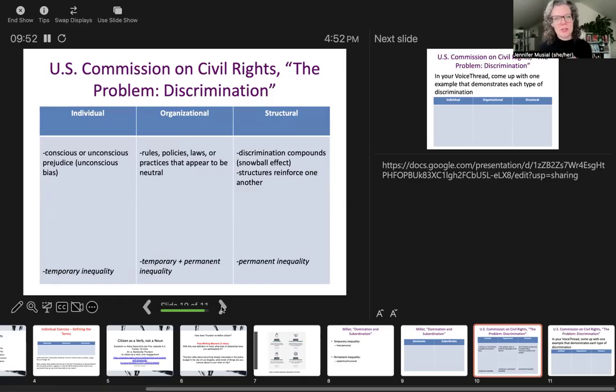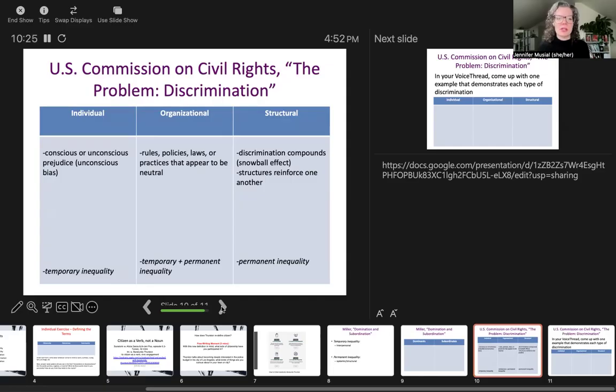Now, individual, just to recap, individual is when you have conscious or unconscious bias that is emanating from one person. So conscious, they know they're biased, or unconscious, they don't realize they're being biased. And it's an individual, one person. I also labeled this as temporary inequality in trying to get those readings to talk to one another, because a person could become conscious and they could make efforts to change their bias. So there's a kind of hopefulness around that there.